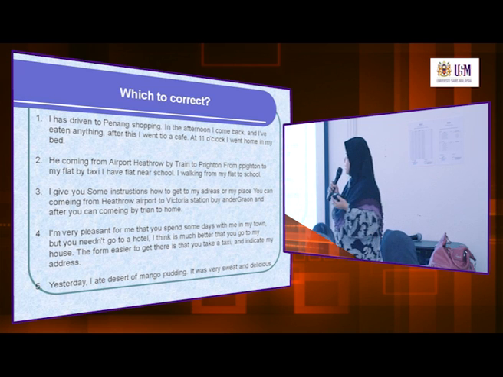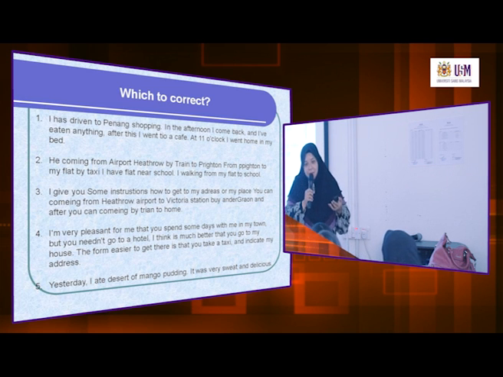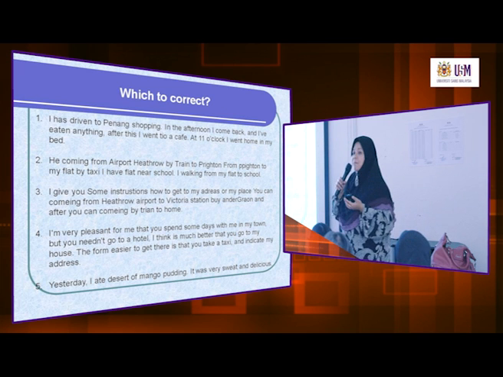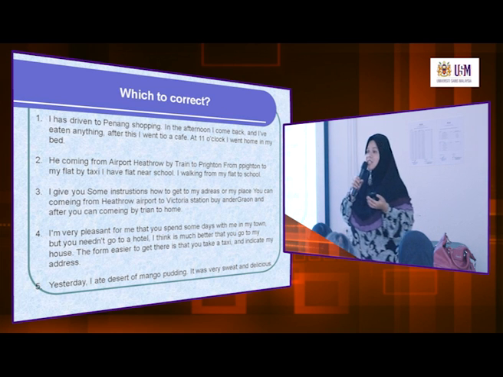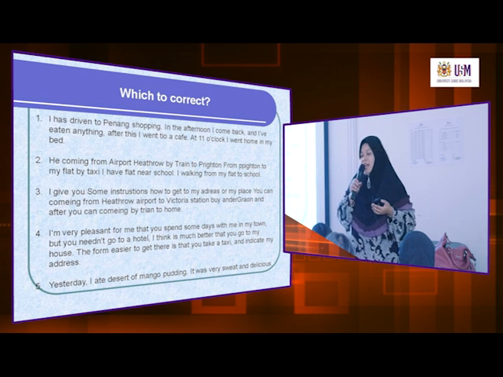So sometimes, you need to correct everything. Sometimes. But something you can ignore. It depends on what you are teaching. If you are teaching tenses, then yes, you have to correct. Has driven, came back, went home, then you have to correct, okay?